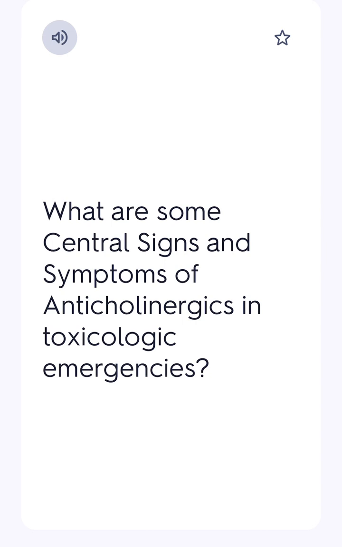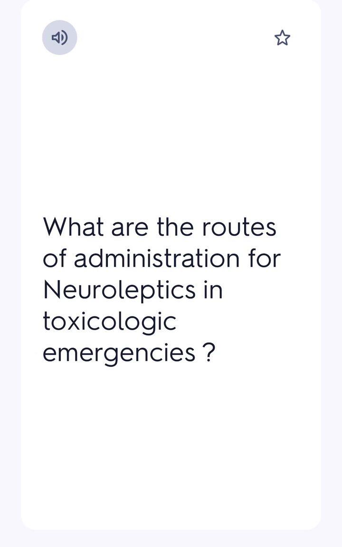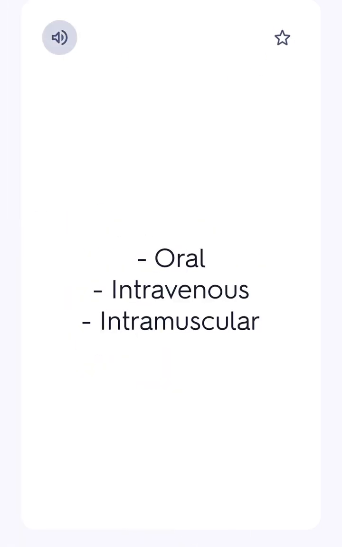What are some central signs and symptoms of anticholinergics in toxicologic emergencies? Lethargy, confusion, restlessness, delirium, hallucinations, ataxia, seizures. What are the routes of administration for neuroleptics in toxicologic emergencies? Oral, intravenous, intramuscular.